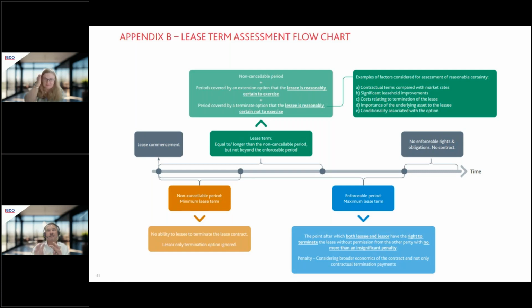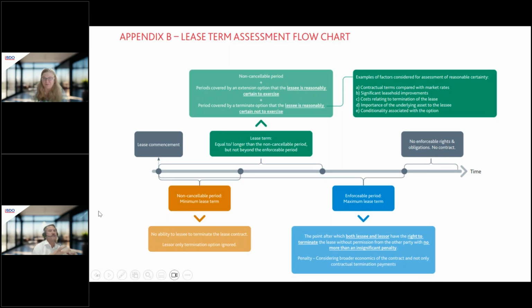Now, there's a lot to unpack there, but essentially, and especially under the green bits on this slide, you would need to evaluate, most importantly, whether you have a right to extend that you're reasonably certain to exercise, and that as a lessee should be included.